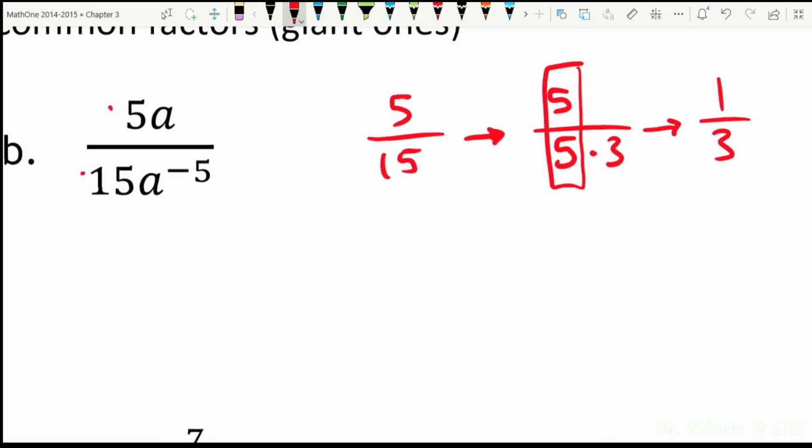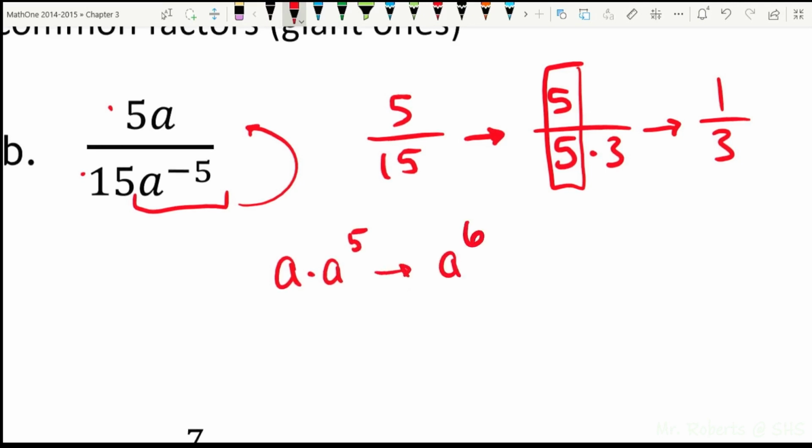But then we've got to deal with this negative a to the negative 5th. Certainly, one of the things I can do is I can just say, hey, this is a to the negative 5th. I'm going to move this into my numerator. So this is going to become what? I've got an a already in the numerator times a to the positive 5th, which is going to give me what? It's going to give me a to the 6th power.